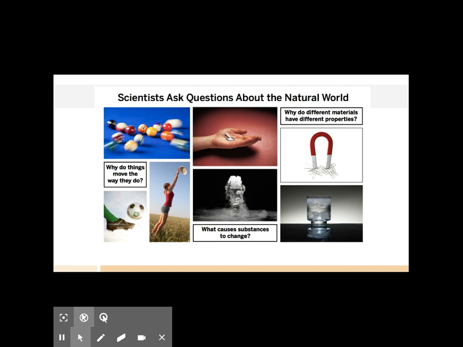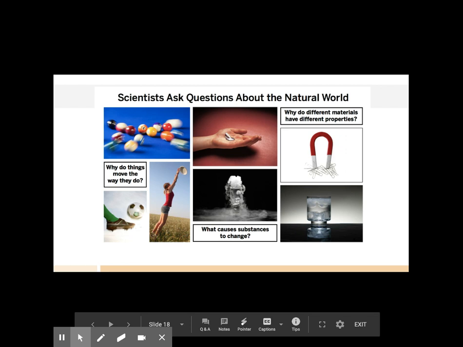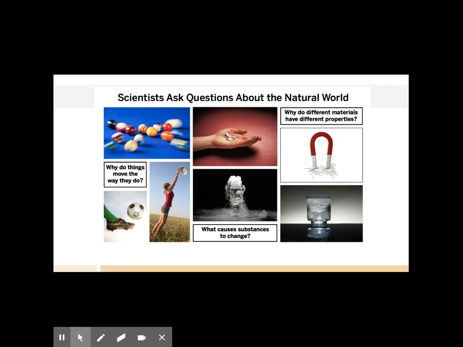Arguments start with a question. So scientists always ask questions about the natural world, such as why do things move? What causes substances to change? Or even why do different materials have different properties?